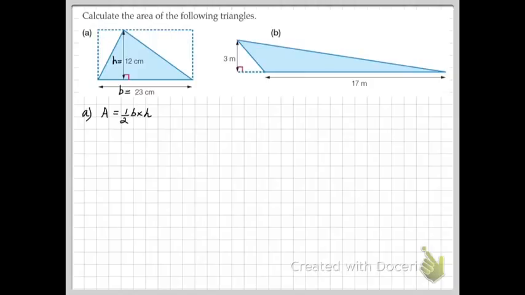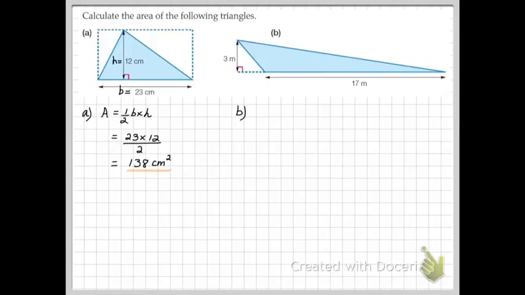Next, in place of B, we write 23. In place of H, we write 12. And we divide everything by 2. And that gives us an answer of 138. The measurements are in centimetres, so the area must be centimetres squared.